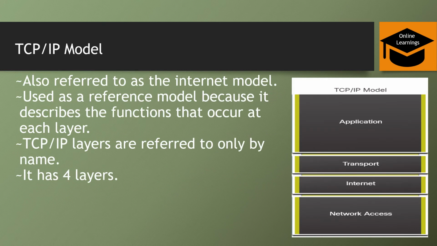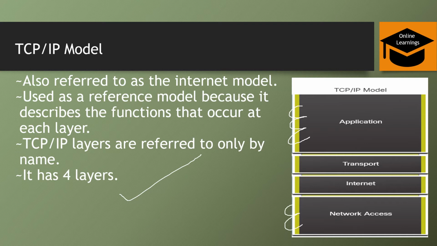Now let's talk about the TCP/IP model. It came after the OSI model and it is structured around the OSI model, so that means it is influenced by the OSI model. In the OSI model we had 7 layers, but in TCP/IP we have 4 layers. So what we did is we merged some of the layers, and that's why we now have 4 layers.